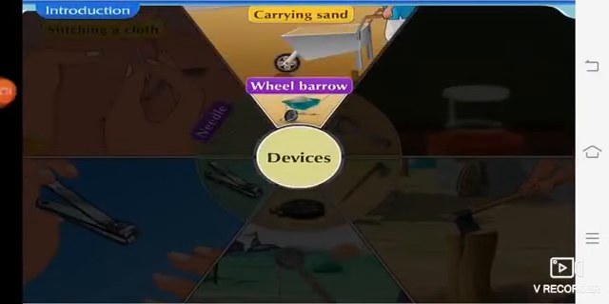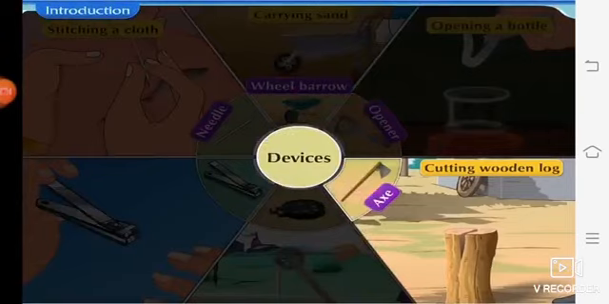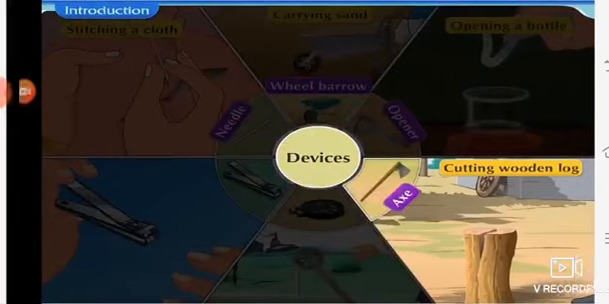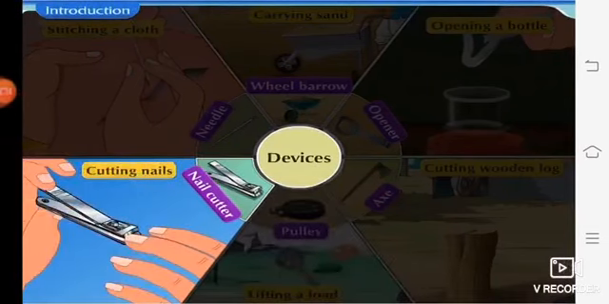Next we can see a wheelbarrow which is used for carrying sand. Then we are having an opener. Yes, the device is opener which is used to open a bottle. Next we are having an axe which is used for cutting wooden log. Then we are having pulley. Yeah, so the device is pulley which helps us in lifting a load. Next we are having a nail cutter which is used for cutting nails.